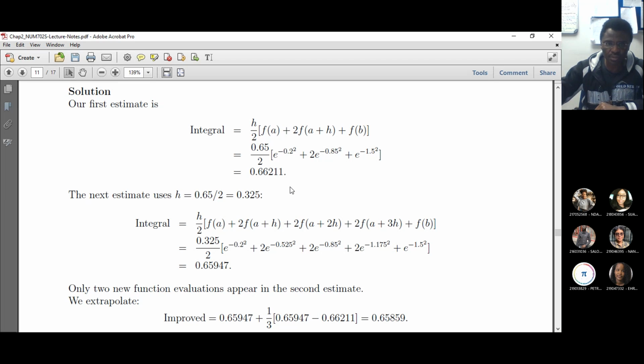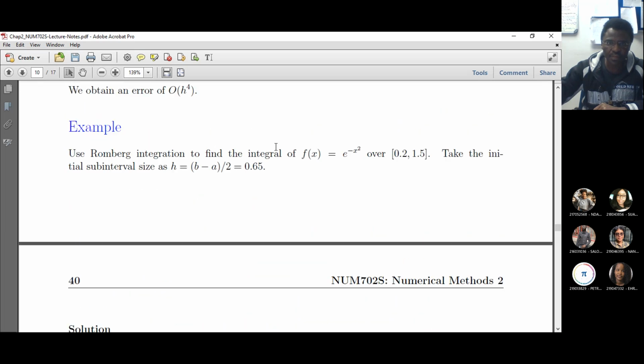Composite trapezoidal gives us this result for h, right? So our h, we are using 0.65, which is this one. You can see we are using 2 sub-intervals. So 2 sub-intervals, a total of 3 points. Okay, so this is h.